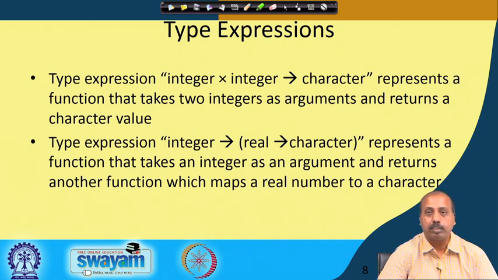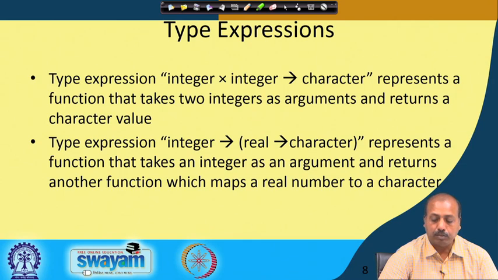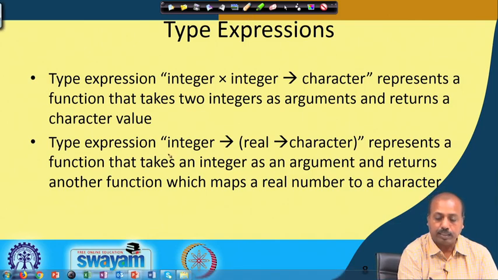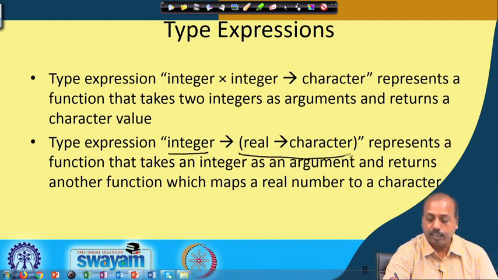So, many programming languages support this type of construct, where a function can return not only some basic value or these derived types, but it can also return another function as the return value. So, that function will be called based on that. So, this integer to real to character: this function takes an integer value as an argument, and as a return type it returns this real to character type.